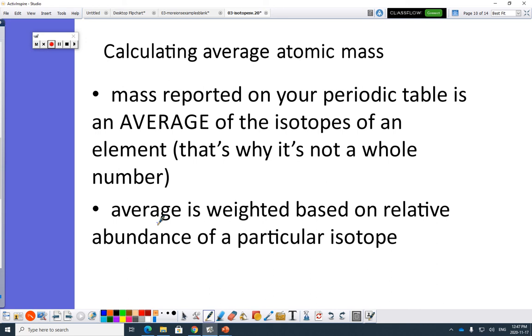Okay, so the other thing you have to do is we're going to calculate average atomic mass. And remember, it's a weighted average. So you have to be given the abundance as well as the masses. So you have to be given the percentages.